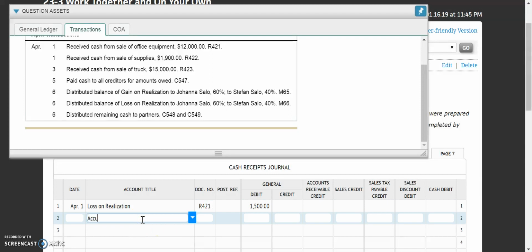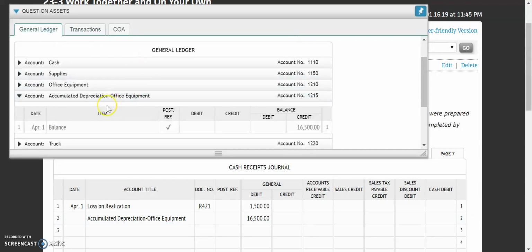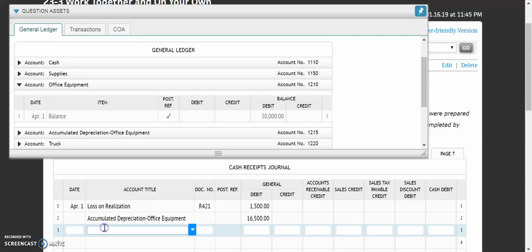And then we have to get rid of accumulated depreciation for the office equipment. And that's a debit of $16,500. Again, that's coming from the balance here. We need to debit it to get rid of it. And then our credit is going to be for our office equipment.